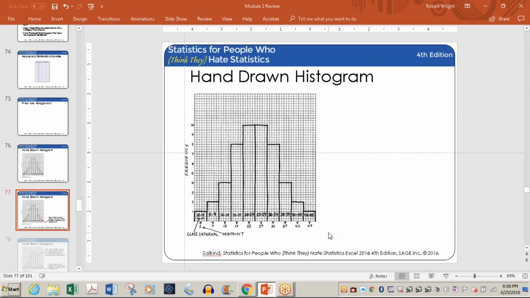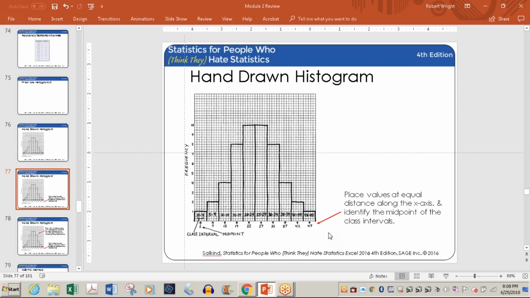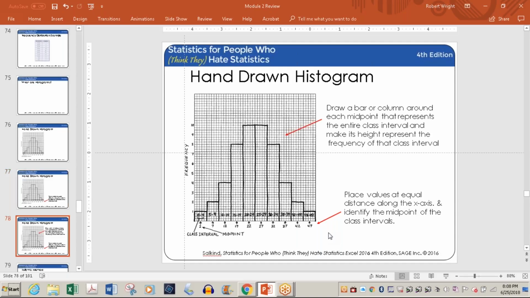Now, something similar to that: you put your values at equal distance along the x-axis, and then you draw bars or columns from each midpoint to show how often it presents itself, the frequency that it appears in your study.